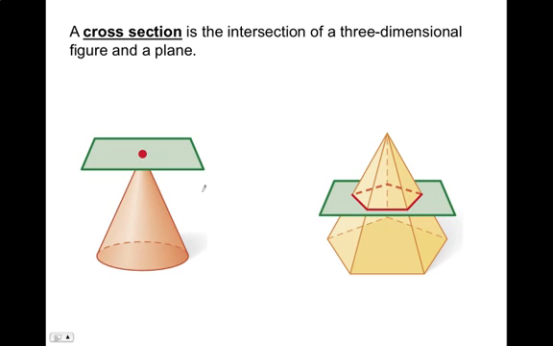A cross-section is the intersection of a 3-dimensional figure and a plane. You notice here with this cone, this plane is intersecting at that top vertex, so the cross-section of this cone is just a point. The cross-section of this pentagonal pyramid is a pentagon because the plane is parallel to the base. So whenever the plane is intersecting the solid parallel to its base, that cross-section will be whatever shape the base is.